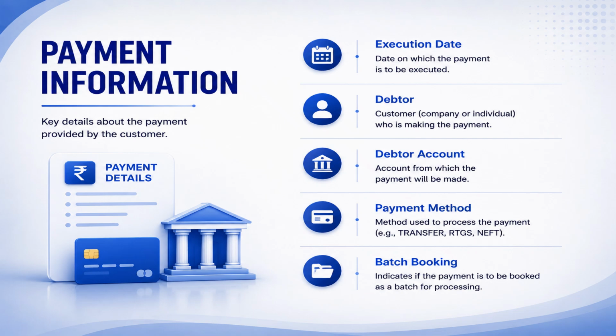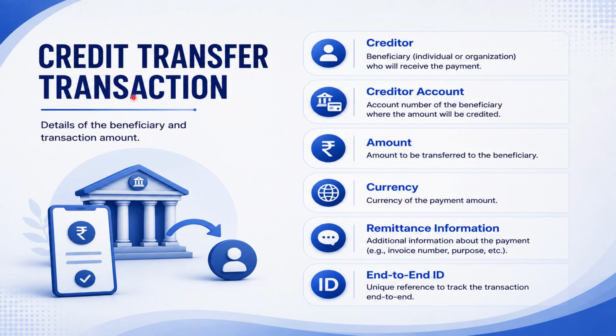Credit transfer transaction. Each individual payment appears inside the credit transfer transaction information section. It contains creditor account, amount, currency, remittance information, and the end-to-end identification. Every payment instruction has its own transaction block. If a file contains 1,000 payments, it will contain 1,000 transaction sections.